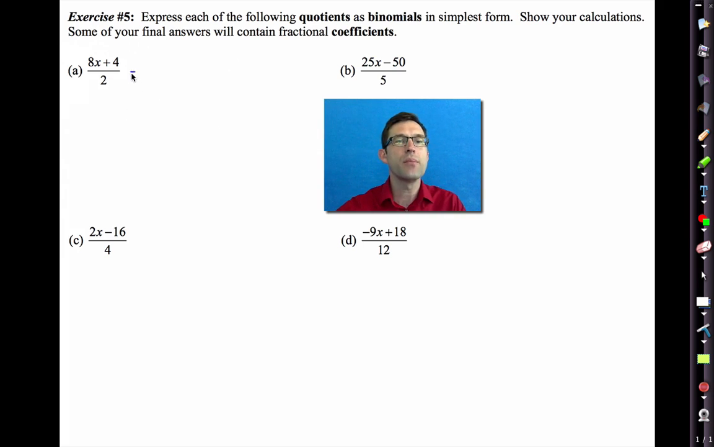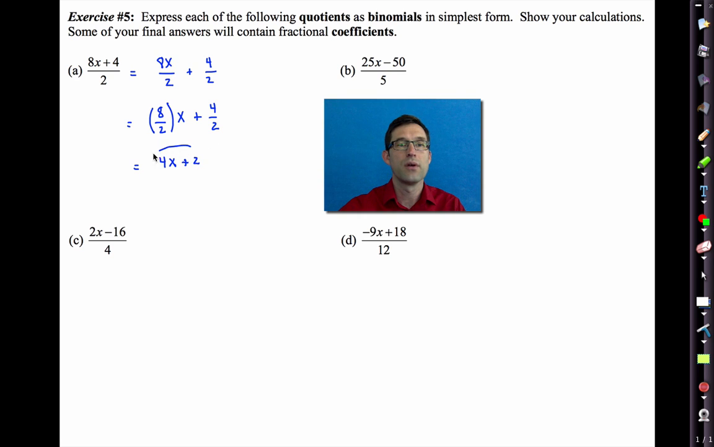What the distributive property tells me is that I can take that division by 2 and I can divide 8x by 2 and I can divide 4 by 2. Further, I can actually do the associative property and I can first do 8 divided by 2, then multiply by x, and then do 4 divided by 2. 8 divided by 2 is 4. 4 divided by 2 is 2. And my final answer is 4x plus 2.